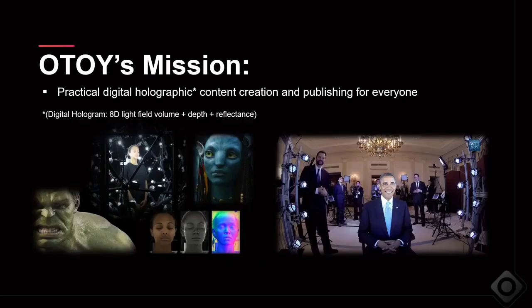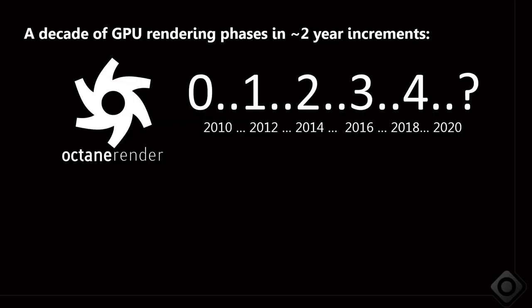So OTOY as a company is focused on content creation tools. Probably our best known piece of software is OctaneRender. It's an unbiased GPU path tracer. And we've actually been showing off each version at GTC over the last almost 10 years. And really, we've had about 2 years between every major release of Octane. Octane 4 came out in 2018. And these 2 years have really been about taking GPU rendering as a product through Octane through these different stages.